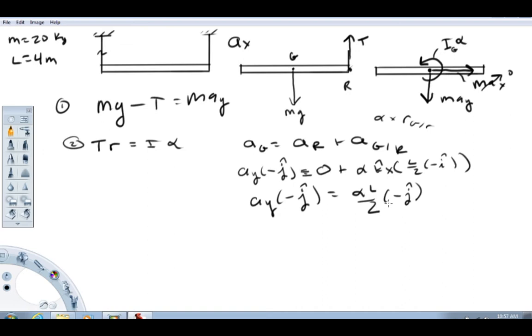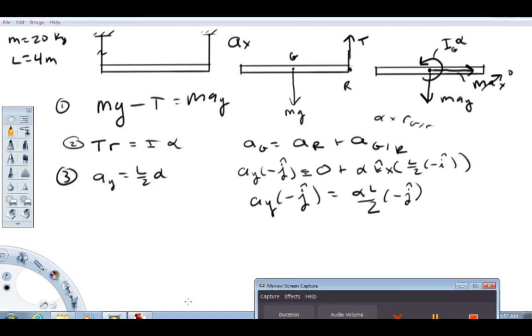And by comparing coefficients here, now I have my third equation that I need to solve this. The relationship between a_y and alpha is a_y equals L over 2 times alpha. So now what we have is three equations and three unknowns. I'm going to pause this again and get rid of a few things.